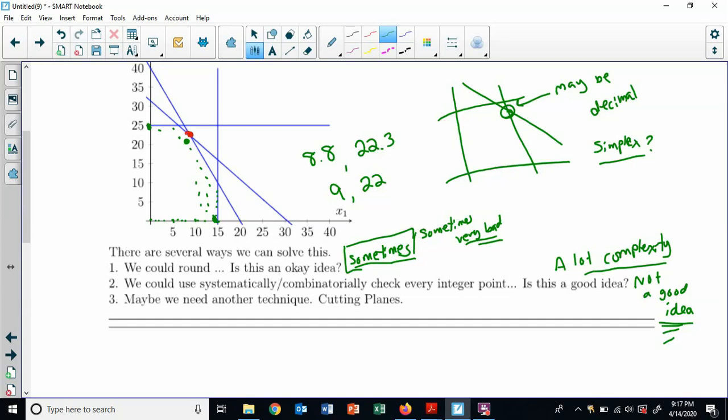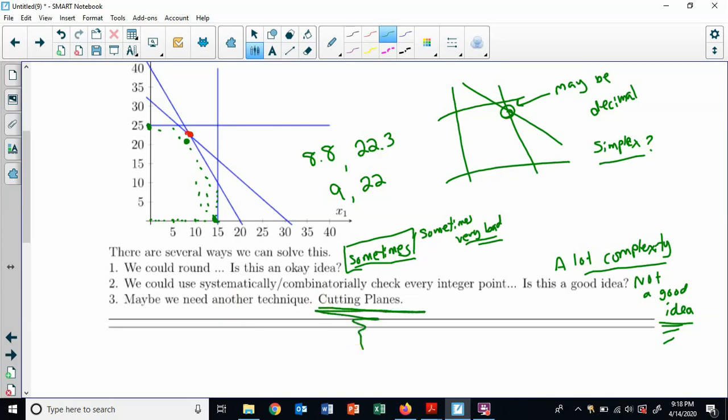Okay, so I'm not going to teach you too much in depth here, but I want to show you two methods. Just today in this lesson, I'm going to show you one method that is used. So my third point here is that we might need another technique, and there's something called cutting planes. Okay, cutting planes.